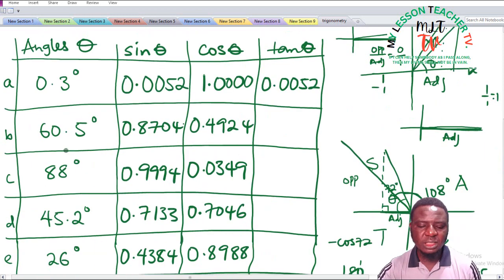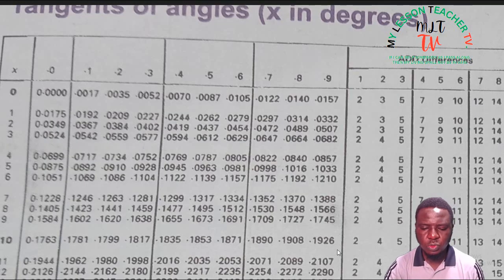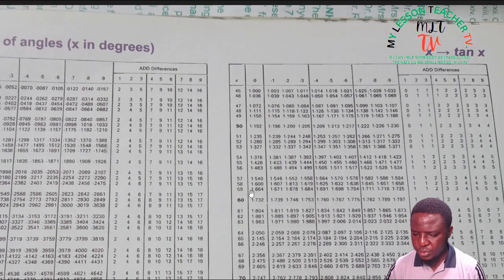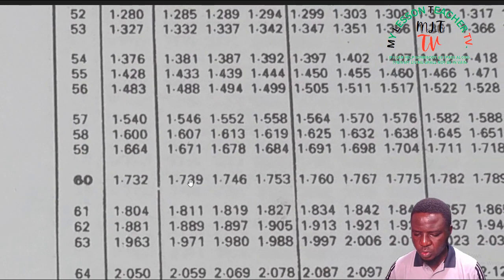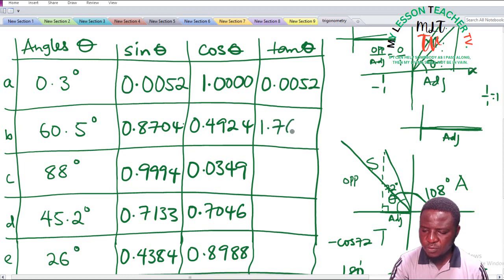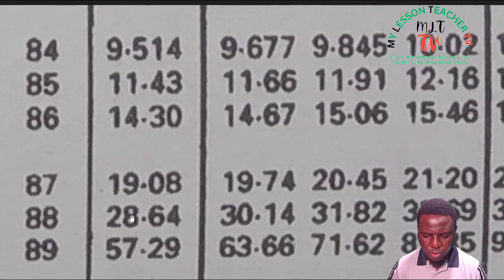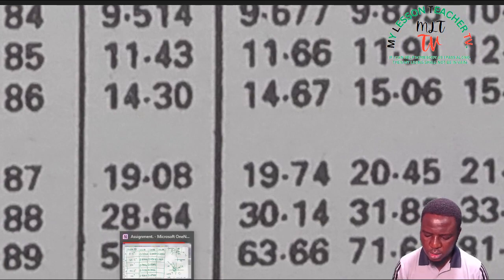Next is tan 60.5. It's still an acute angle, so we'll go to 60.5. Tan 60.5, this is 60, so look for 60 under 5. This is under 0, 1, 2, 3, 4, 5. So it gives us 1.767, while tan 88 under 0 is 28.64.